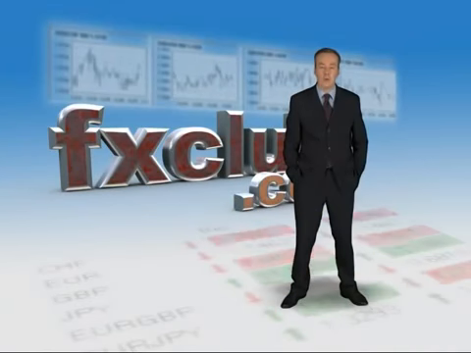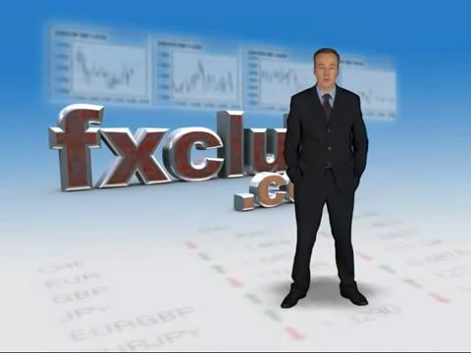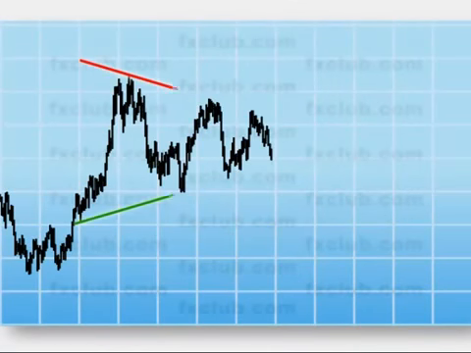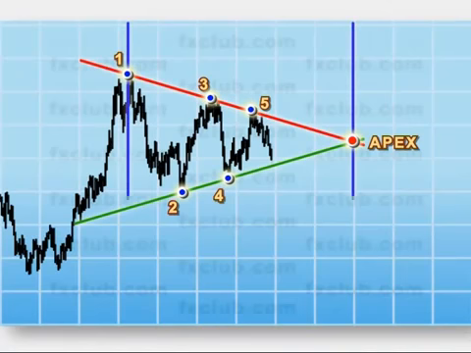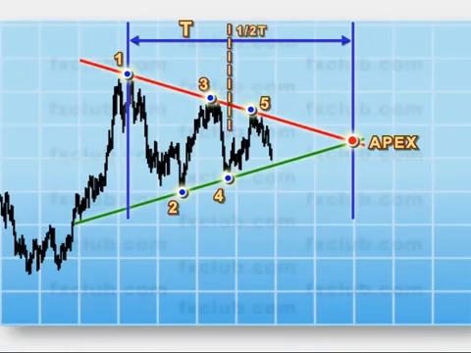Let's take a closer look at the symmetrical triangle. The two trend lines cross in the future, and the point where they cross is called the apex. If we say that the distance from point 1 to the apex is equal to t, then breakout should occur between a half a t and 3/4 of a t.